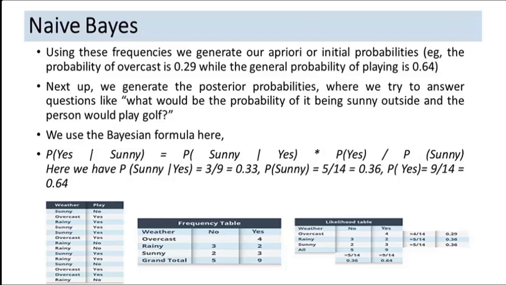So we'll be getting, by using the Bayesian formula, the probability of sunny given S, and probability of S, divided by probability of sunny. So here we'll get the probability of sunny given S, that is 3 by 9, equal to 0.33, and probability of sunny, that is 5 by 14, is 0.36, and probability of S, that is 0.64. So that prediction is possible with the help of this naive Bayes.